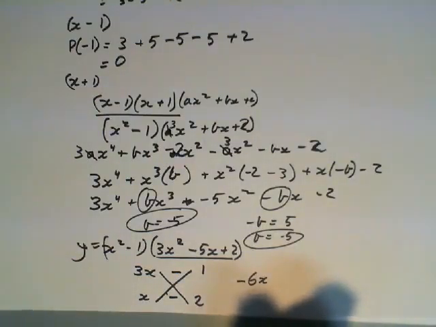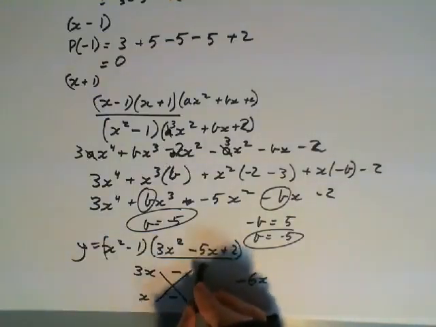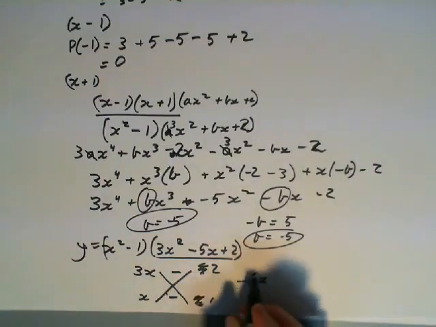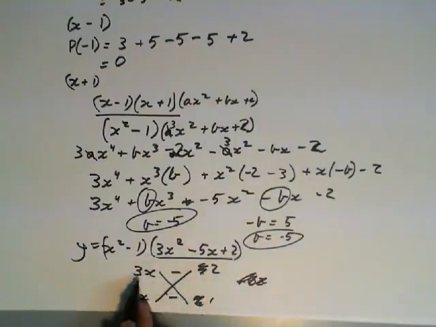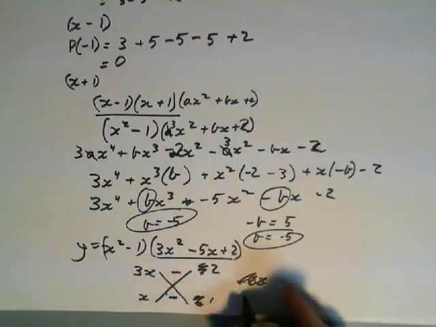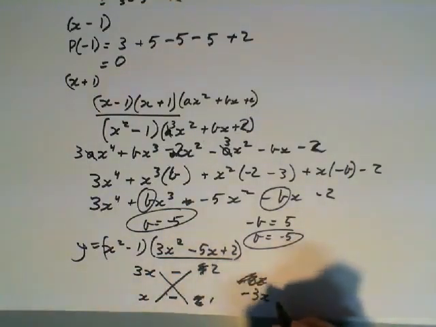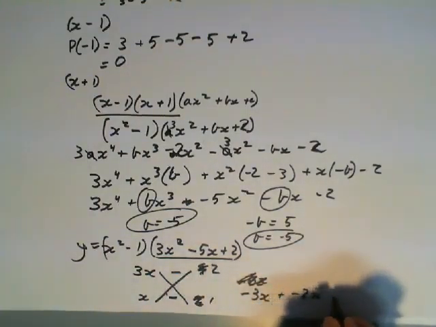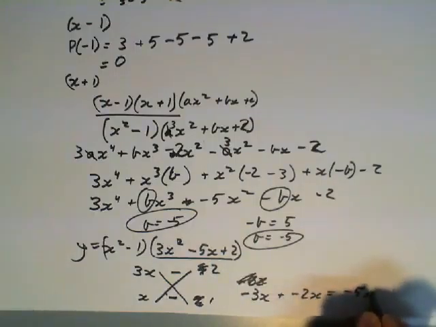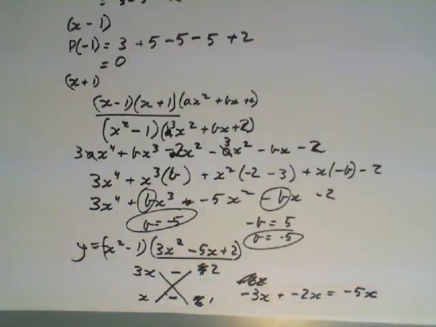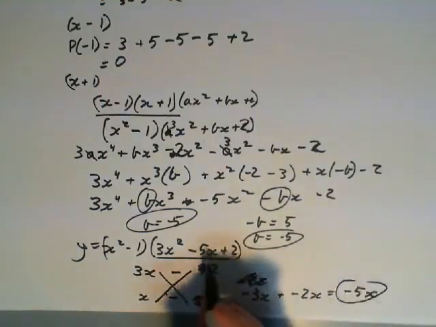And should have done it the other way around. So it should be 2 there and 1 there. I'm just skipping ahead. 3x times minus 1 gives us minus 3x. And x times minus 2 is minus 2x, which gives us minus 5x. And that's what we want, that minus 5x.